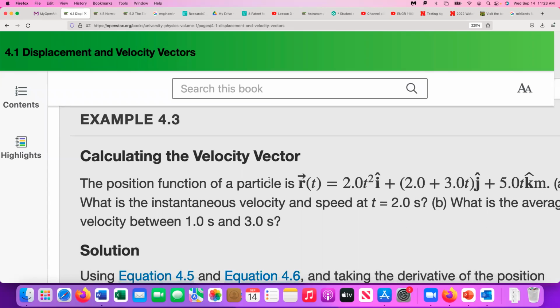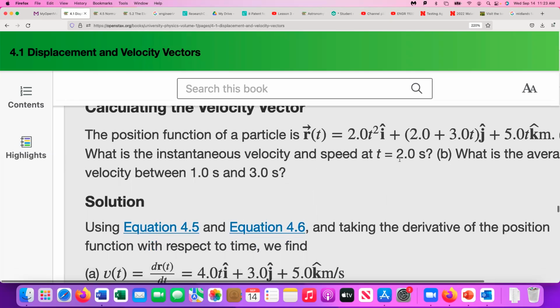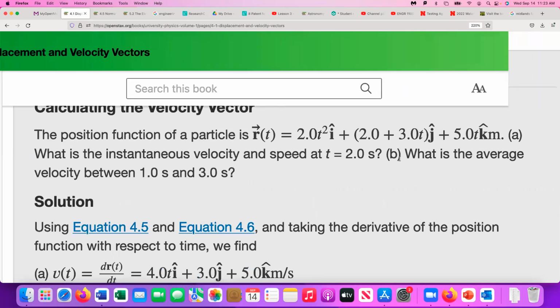So here we go ahead and do this mathematical manipulation using a position vector that is a function of time. Here you can see that it's quadratic in time in the x hat direction. In the y direction, the j hat part only has t, it doesn't have a t squared. And in the k direction, it's also linear, it only has a t and nothing more than that. They want us to find the instantaneous velocity and speed at t equals 2 seconds. And then they want us to find the average velocity between 1 and 3 seconds.